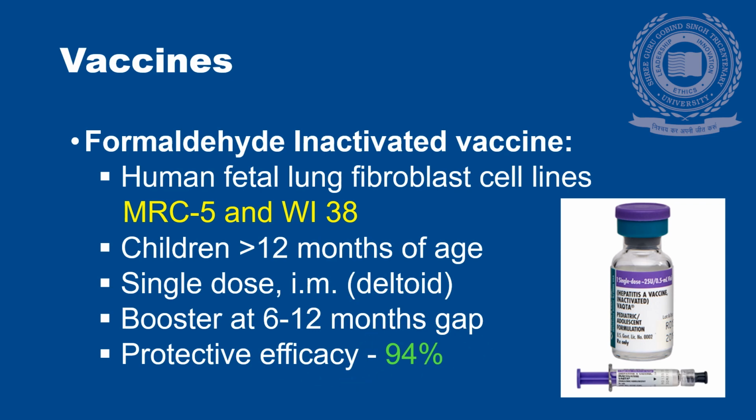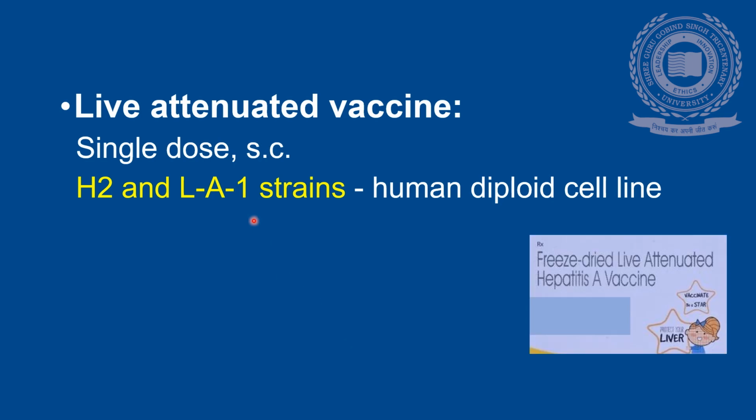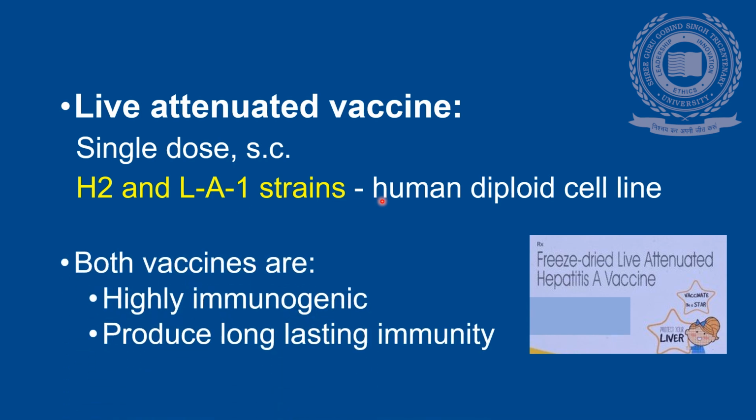Second is live attenuated vaccine. It is a single dose subcutaneous vaccine which is grown in H2 and LA1 strains and human diploid cell lines. Both these vaccines are highly immunogenic and they produce long-lasting immunity.